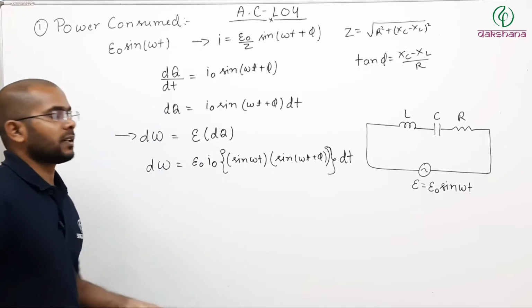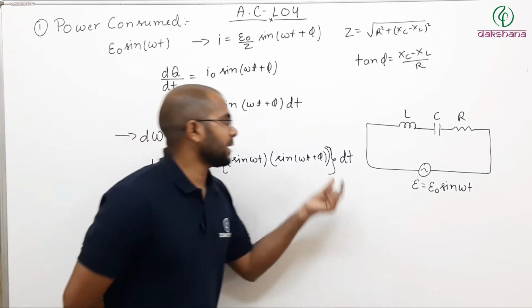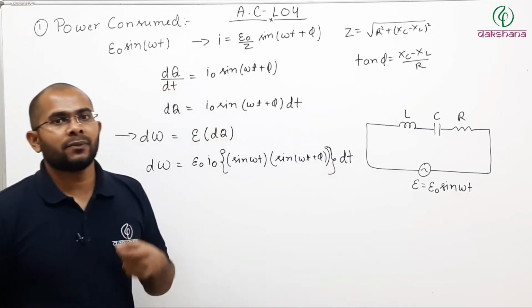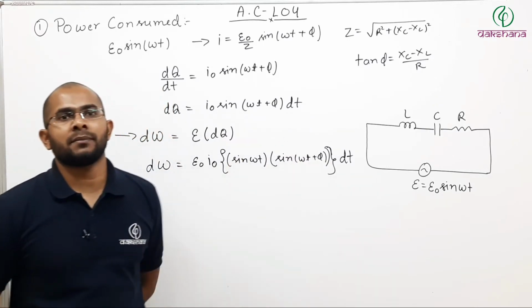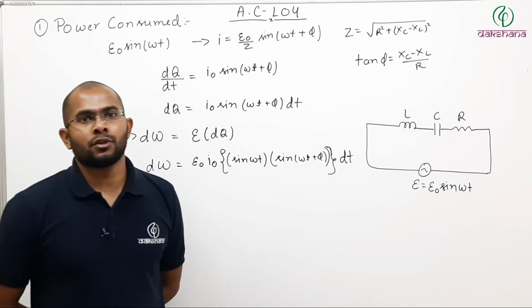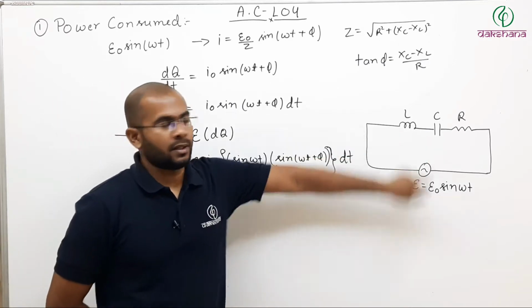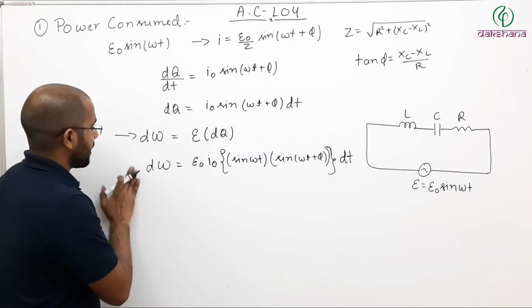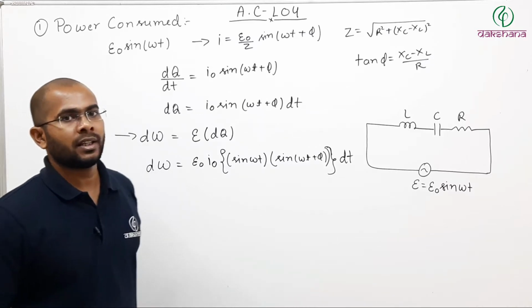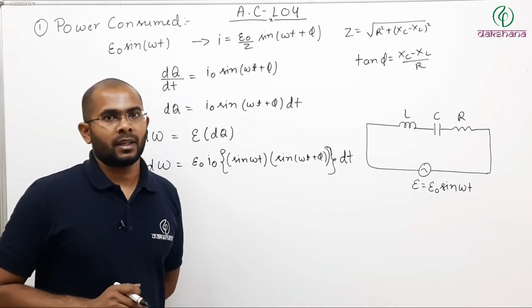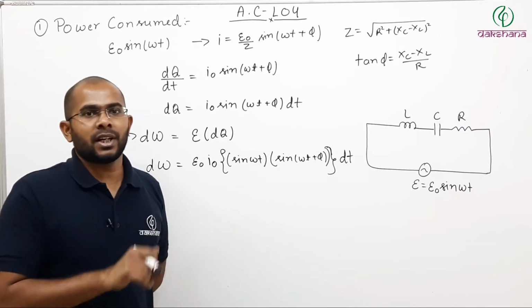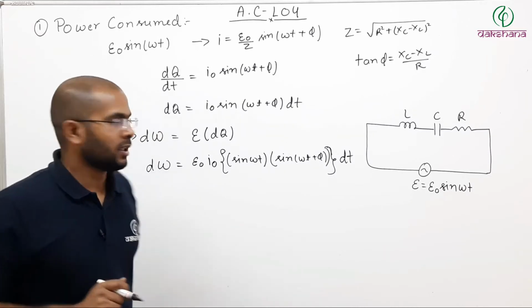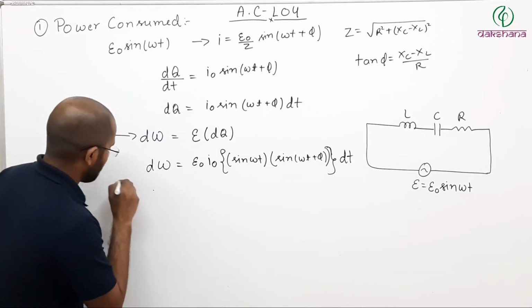So this is work done by the battery in time dt. And if I find work done by the battery in any extended period of time, that will be the energy consumed in my circuit. So here I can say, let us calculate work done in one time cycle. In one time cycle means starting from 0. And what is time period of an AC circuit? 2 pi by omega.